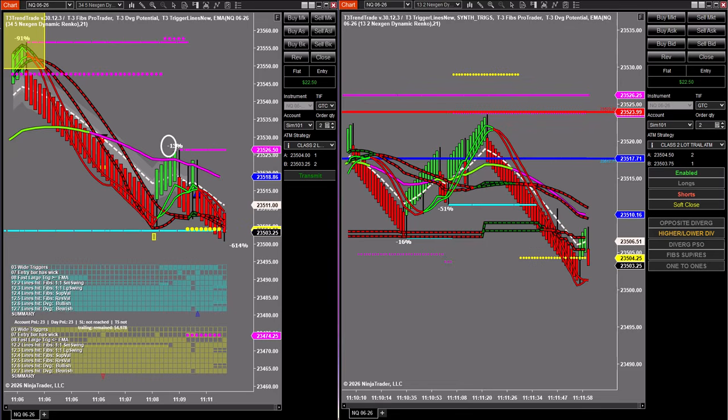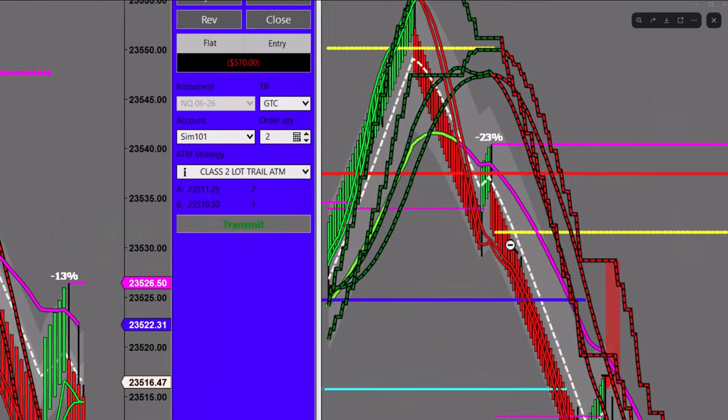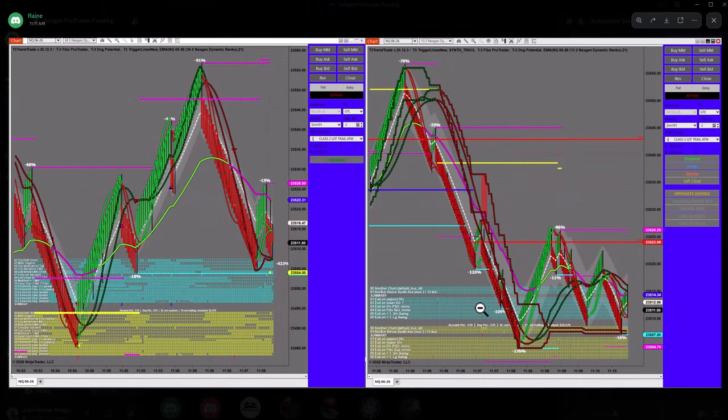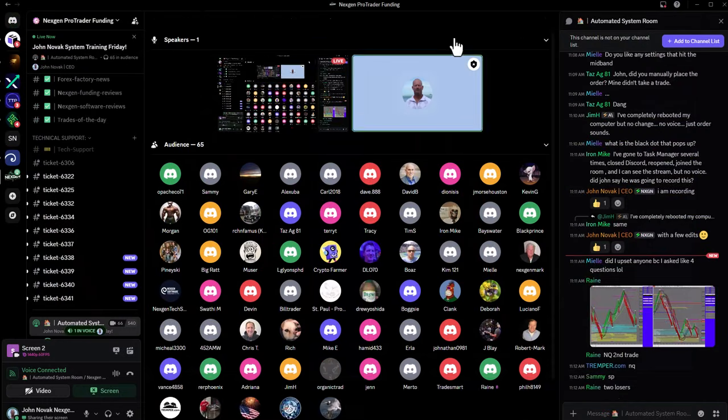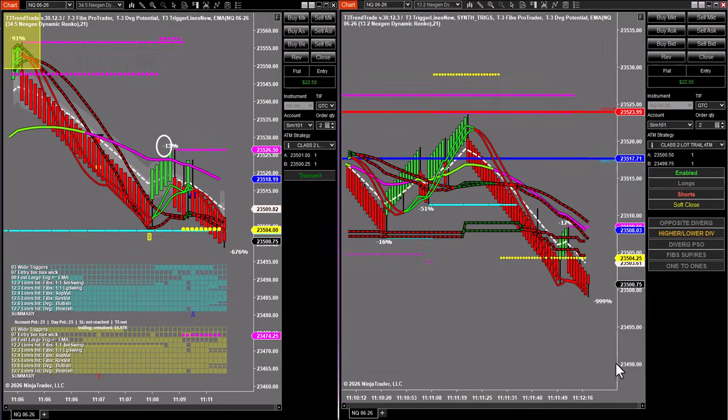NQ second trade. I know this is going to be good, Rain. I know what it is. Ooh, let's see what we got. So first trade, and then you did second trade from here. I don't see any markers, so it's hard to know. Two losers.